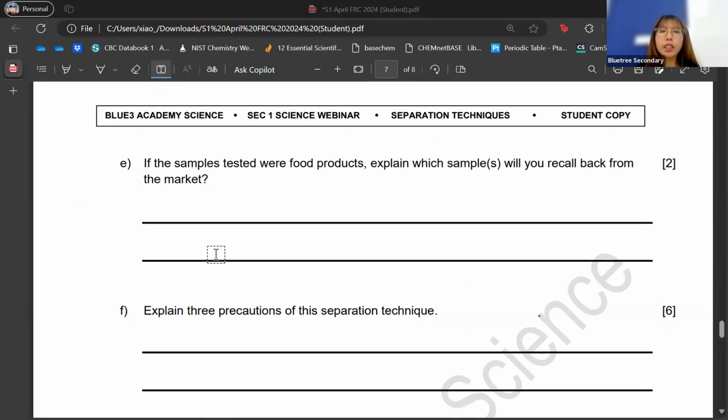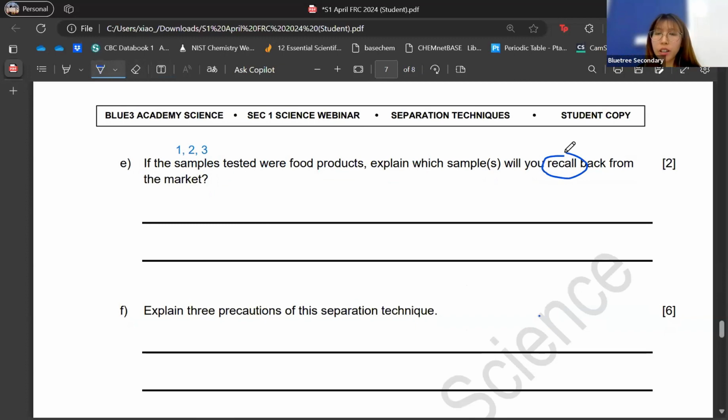If the samples tested were food products, so these samples, don't forget, based on the context, we have already understood samples refers to 1, 2, and 3. Okay, which sample or samples will you recall back from the market? So recall means you take it back. Okay, so when will we take back a certain food product from the market? Okay, it's when we realize that the food products are not safe to be sold, not safe for the consumers to consume.